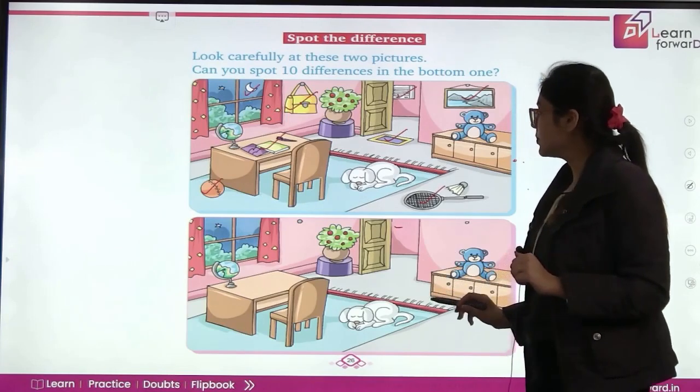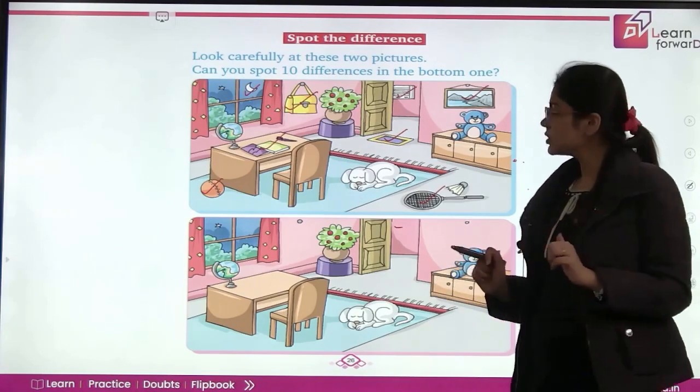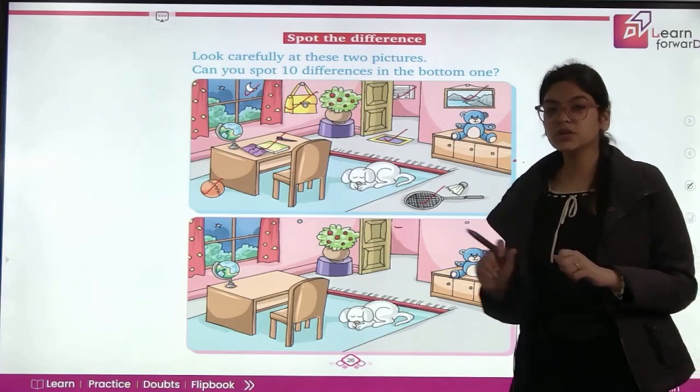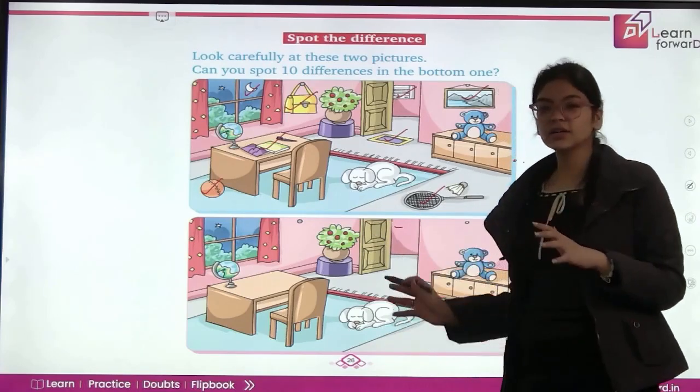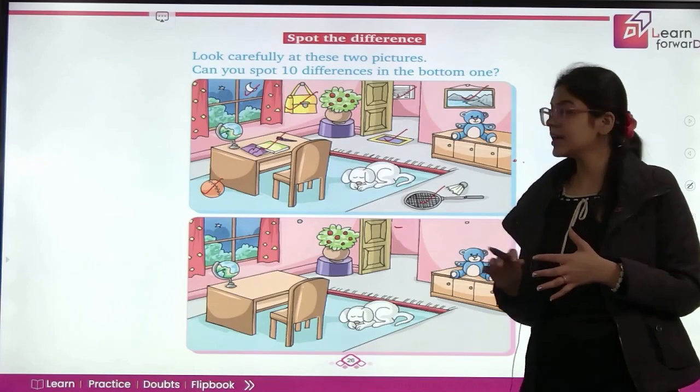Now I think I should give you this homework. So you can do the difference. You can spot only 2 differences are left. So you can write the difference or you can tick the difference in your book.